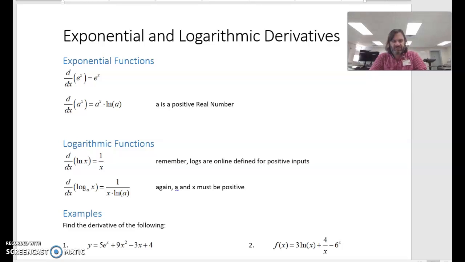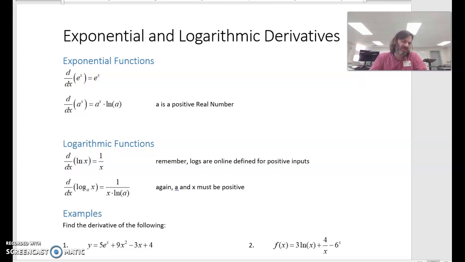Hey, we're going to go over the exponential and logarithmic derivative rules. So the first set are the exponential functions, and this is the derivative of e to the x is e to the x. That's not a typo. It's that simple. But that's only for base e.